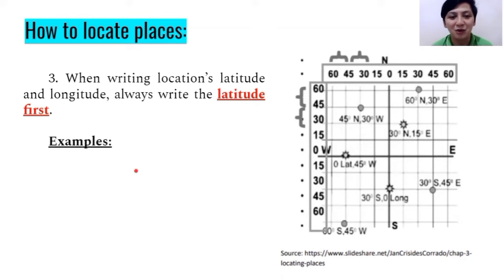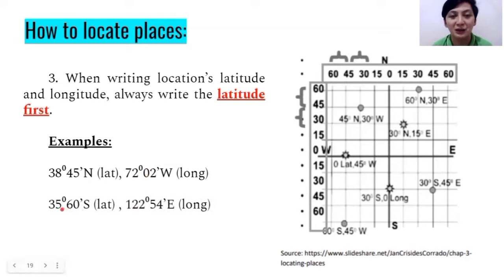Very good. So examples, 38 degrees 45 minutes north, that is latitude kasi north. Okay, again, 38 degrees 45 minutes north. Then we have 72 degrees and 2 minutes west, that is the longitude. Okay. Next, we have 35 degrees, 60 minutes south, that is latitude again. Then we have 122 degrees and 54 minutes east, that is longitude.